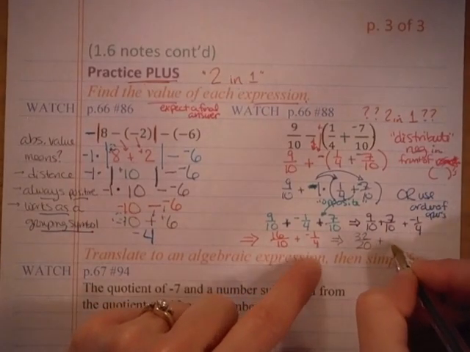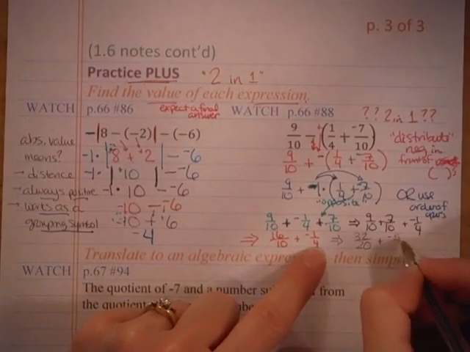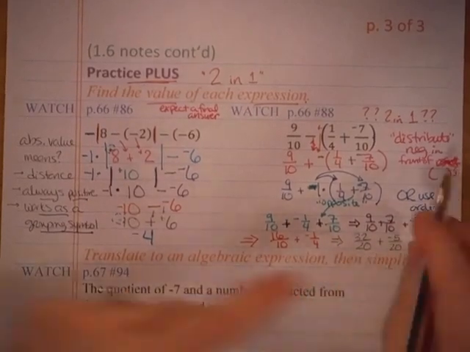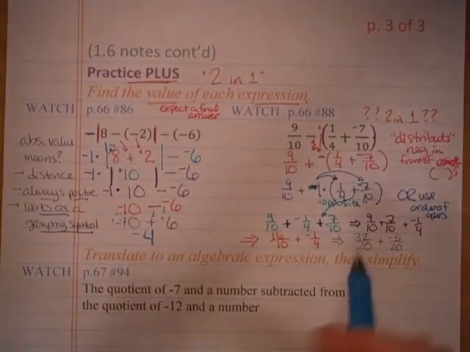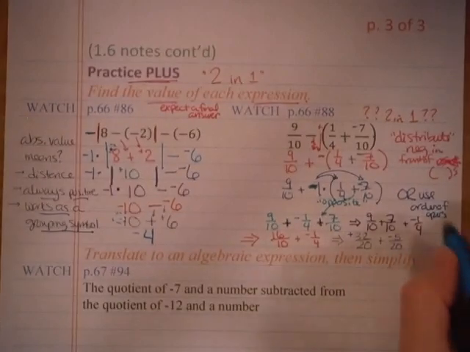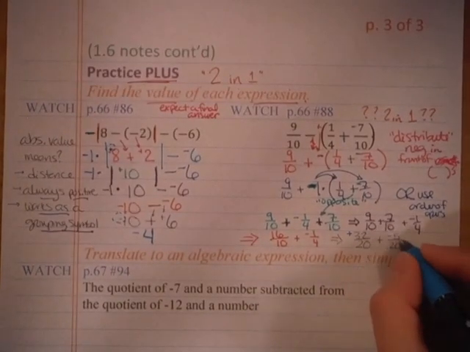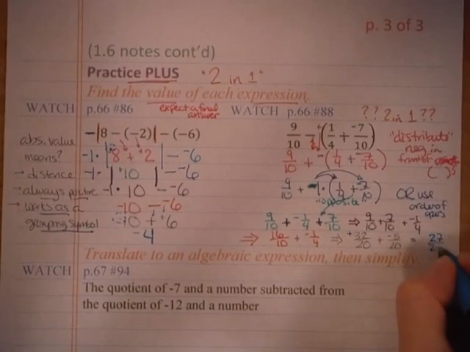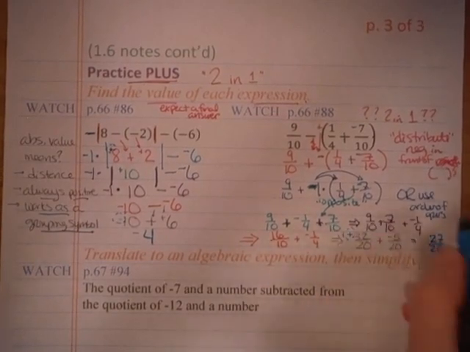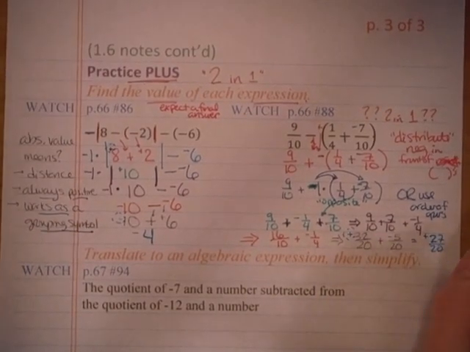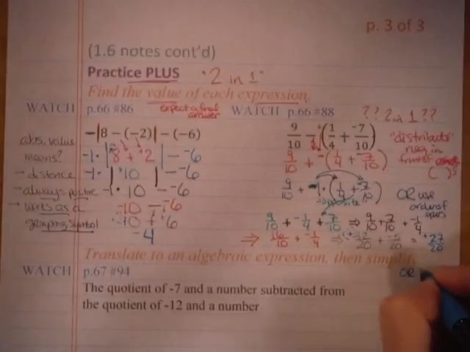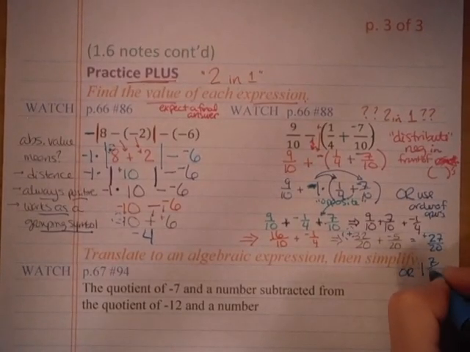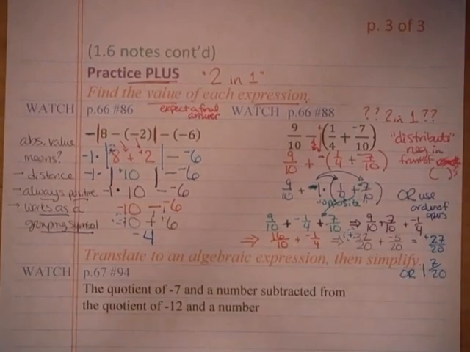Converting -1/4, this is going to become a -5/20. Now we have like denominators. We are adding different signs. We've got positive and negative, so we subtract. 32 minus 5 is 27/20. Keep the bigger sign. You get a +27/20. Or you could write that as 1 and 7/20. I'll accept either of those as the correct answer.